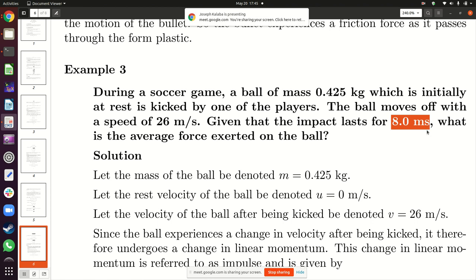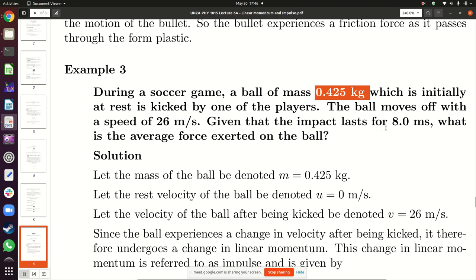You don't kick the ball the whole day. Like, your kick is not going to be long. It's just for a short amount of time. Within this short amount of time, the velocity of the ball changes from 0 to 26. So you can see the velocity of the ball has changed. The ball has accelerated from 0 to 26 meters per second, and the ball has got mass. And of course, we know how much time it has taken. So we can use our impulse relationship again in this case.